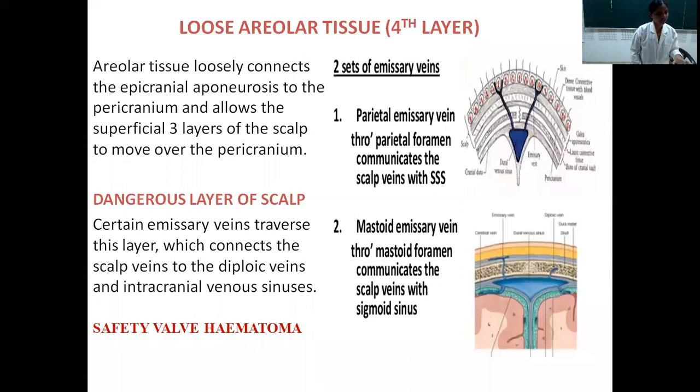But at the same time, there is a disadvantage also. Certain emissary veins traverse this layer. So if any pus accumulates in this fourth layer, the loose areolar tissue, it very easily spreads into the dural venous sinuses. So there is a chance of spread of infection from the scalp into the intracranial venous sinuses. That's why this layer is also known as the dangerous layer of the scalp. This layer is also called the safety valve hematoma layer. Why, I want to discuss a little later.